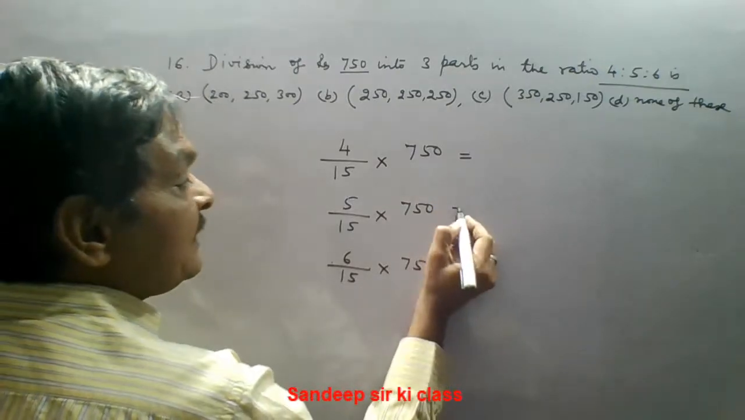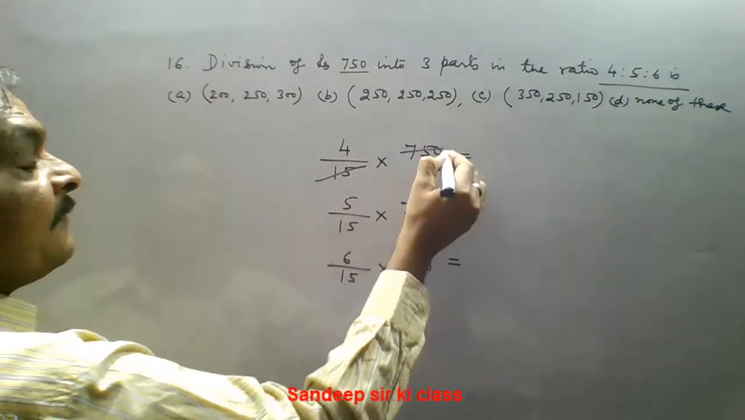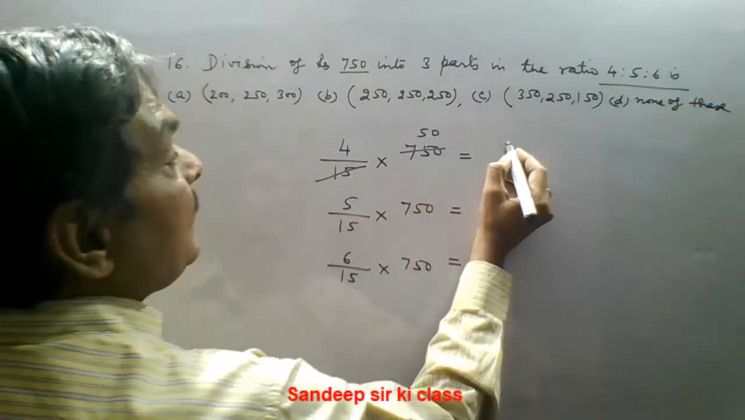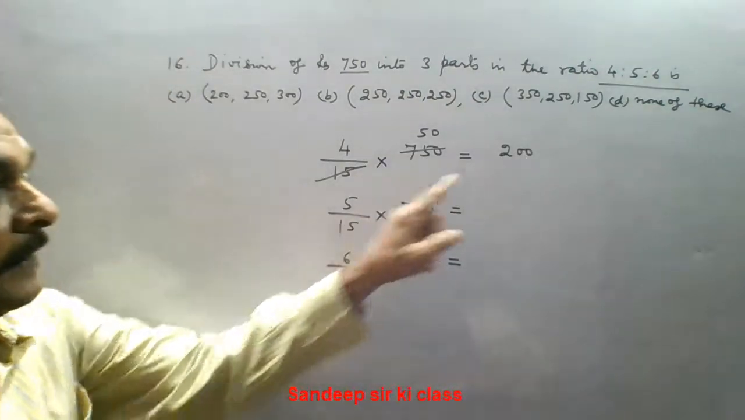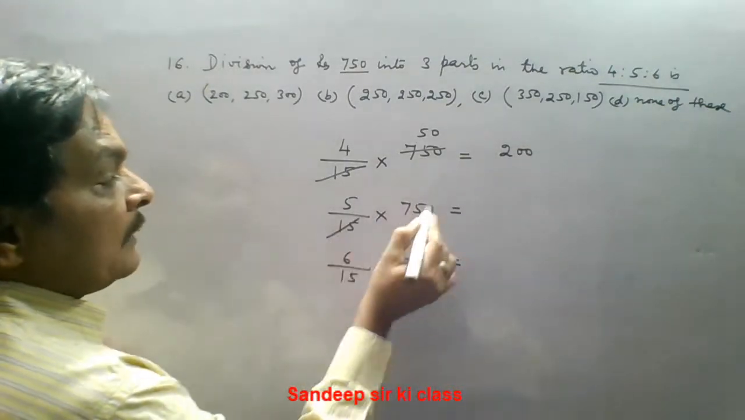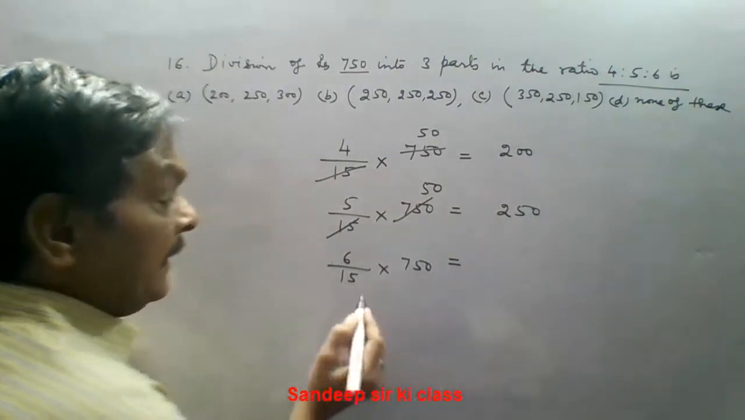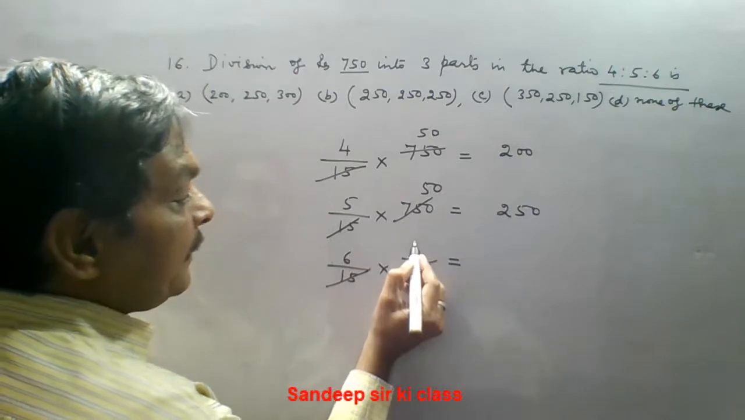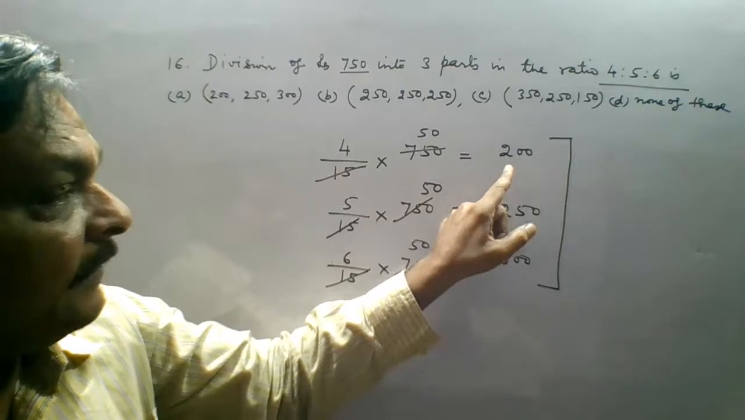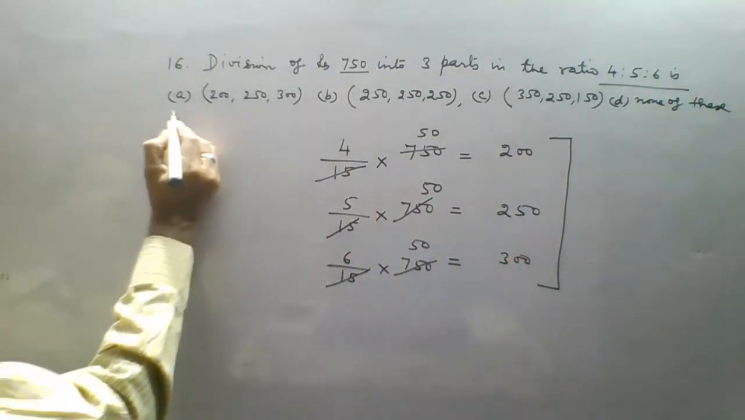Now we calculate these values. So we know that 15 cancels 750 50 times. So 4 into 50 is 200. First will be 200. Second value will be this again 50 times, which is 5 into 50 is 250. Again the third one will be 6 into 50, which is 300. So the required values will be 200, 250, 300, which is our option E.